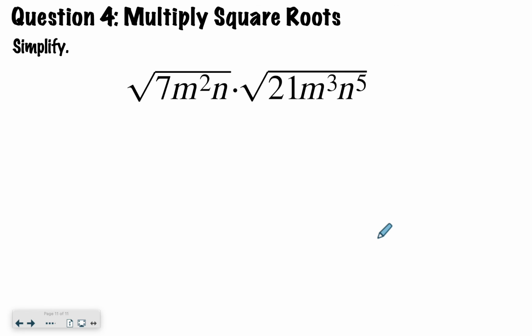All right, here's the last problem for you to try on your own. I want you to simplify the square root of 7m squared n times the square root of 21m cubed n to the 5th. Good luck.